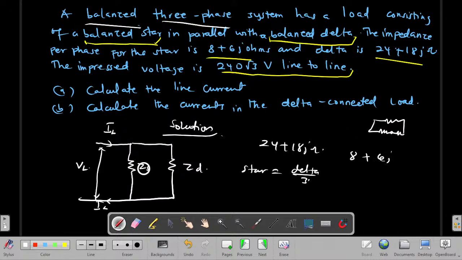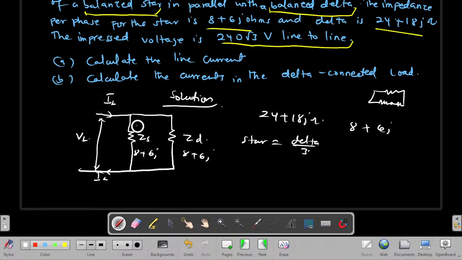Therefore, the impedance across the star is 8 plus 6j. The impedance across the delta becomes 8 plus 6j. Now they're of the same configuration. Though I've drawn it here as delta, it's actually star. Once I've made them of the same configuration, then I can find my total impedance.